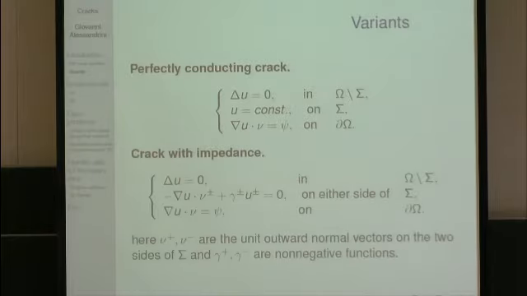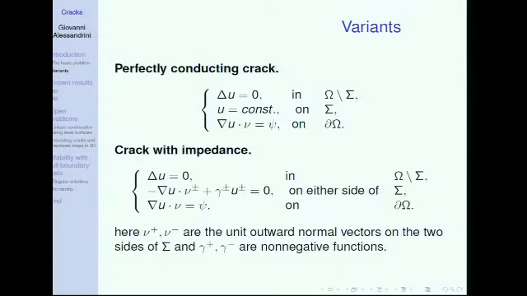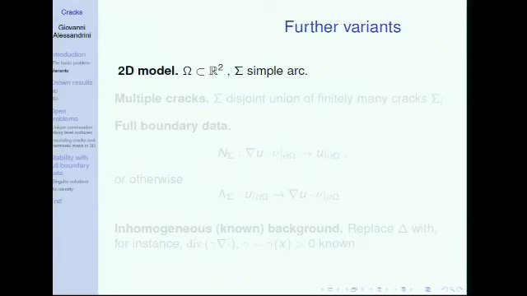And next to that is the model of a crack with impedance, that is the zero flux condition on the two sides is relaxed with the addition of this term. So we assume that on both sides of the crack a Robin type condition is given. So we admit that there is some loss of energy when the potential gets to the crack. And the loss of energy is represented by these two functions which are non-negative or positive.